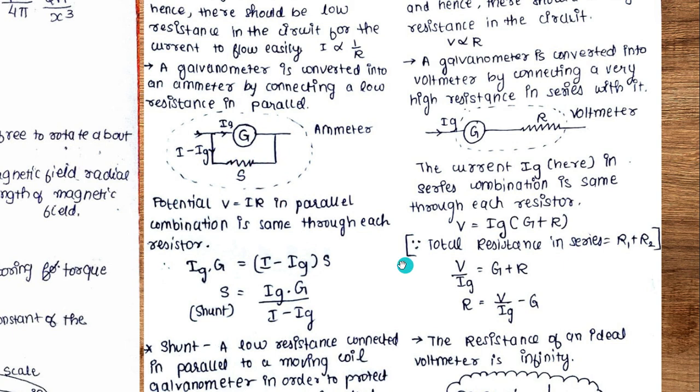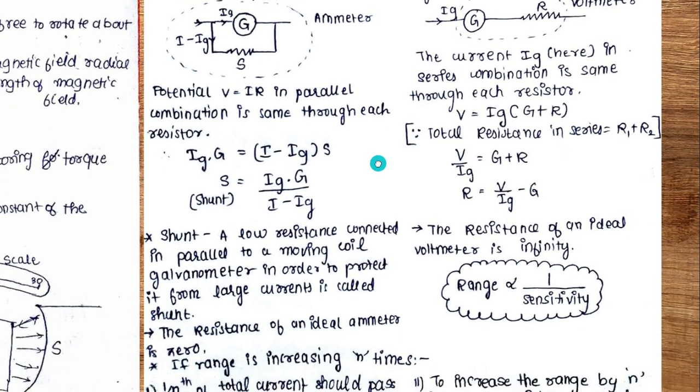So what is this S? S is known as the shunt, which is a low resistance connected in parallel to a moving coil galvanometer in order to protect it from large currents.